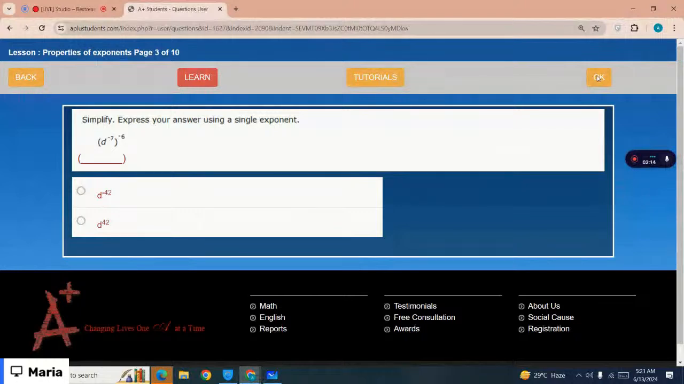Simplify d exponent negative 6, all exponent negative 7. So which is the correct option? The correct option is d exponent 42. Option number 2 is the correct option. Very good.